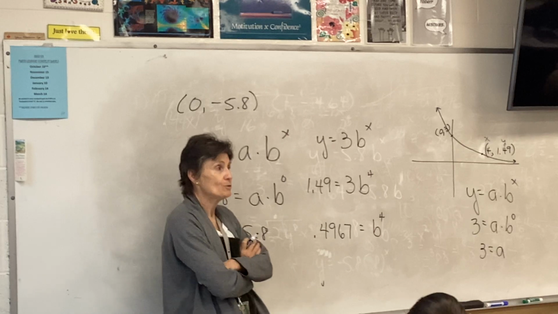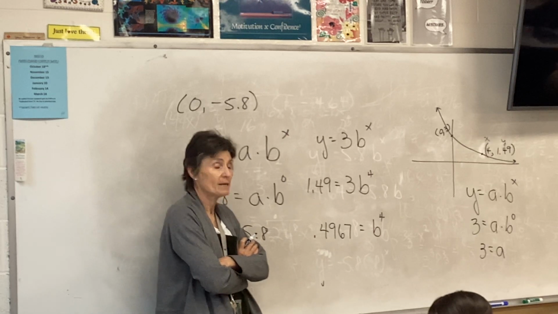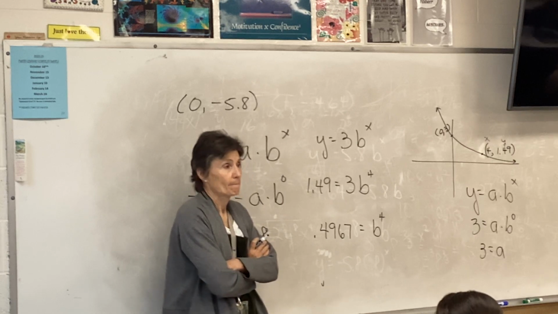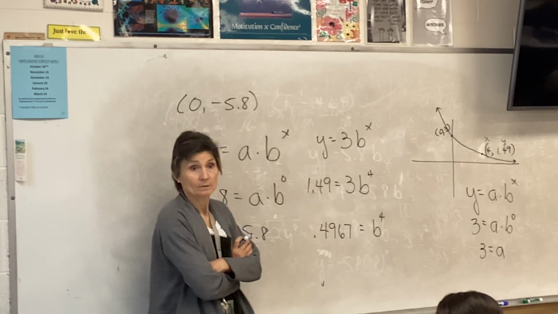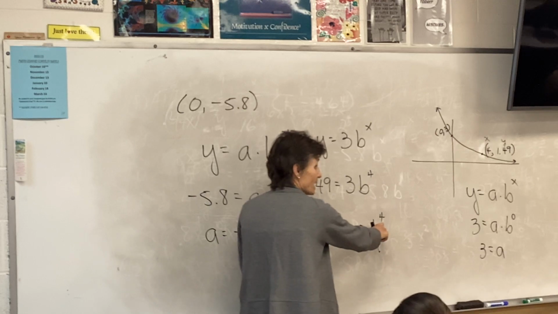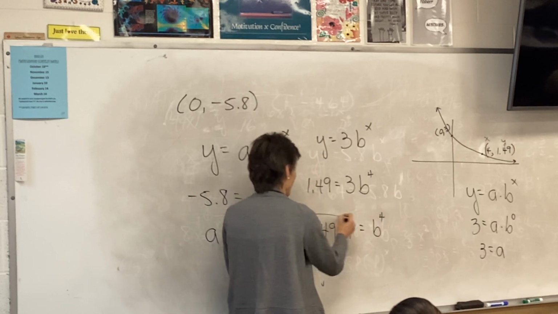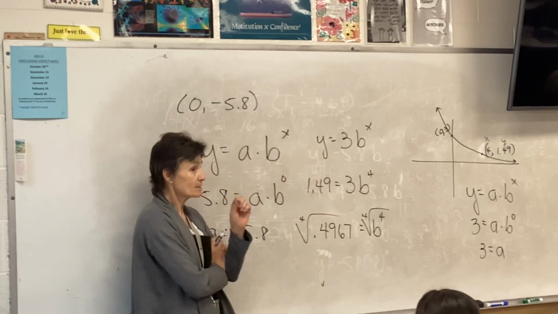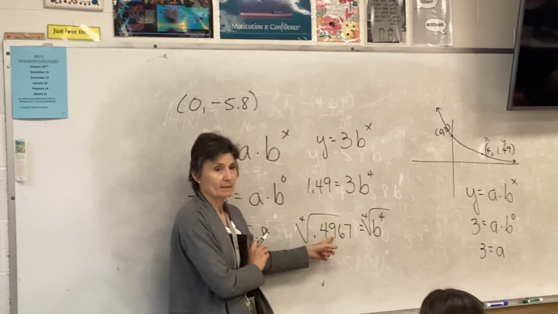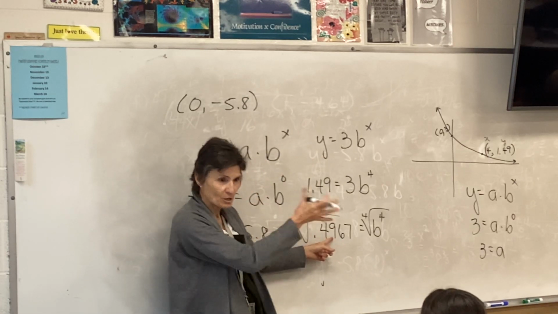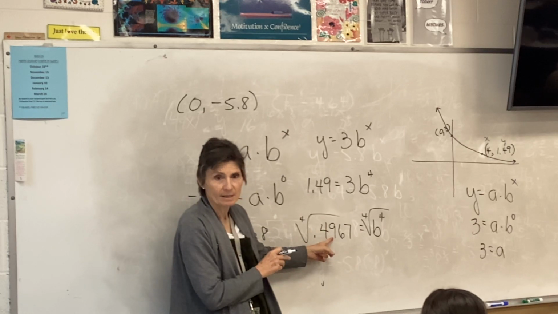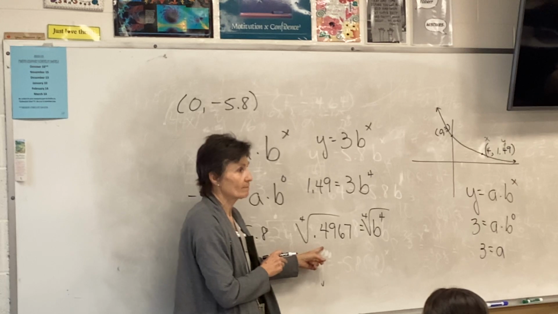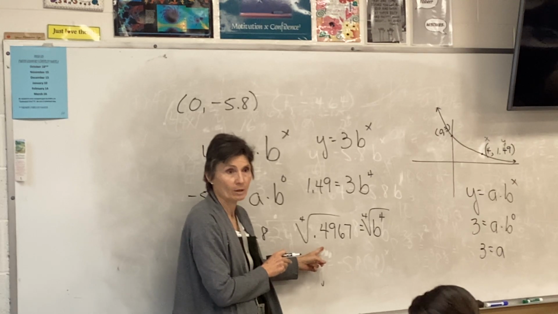How did we do this yesterday? When it was b to the 4th equaled something, what did we have to do? Take the 4th root, right? Yeah, the 4th root, my bad. Whatever root that is, that's what I need to do. So I'm gonna 4th root both sides. Now yesterday, these were like 16, and we knew it. The 4th root of 16 is 2. No one knows the 4th root of this, right? So that's what we need our calculator for.